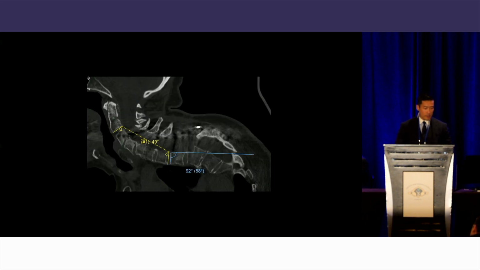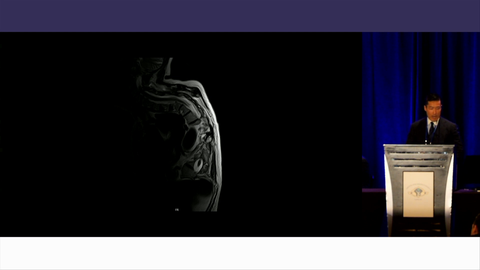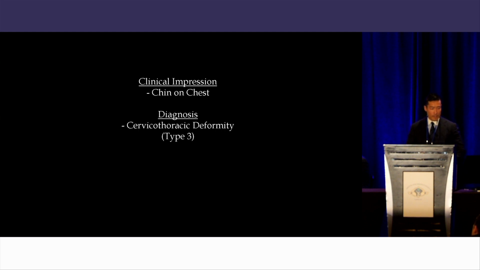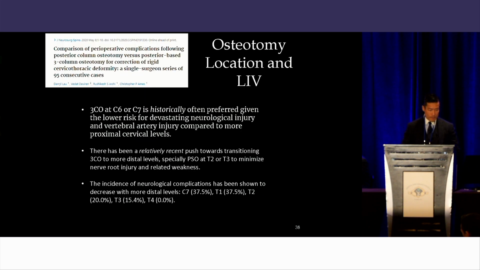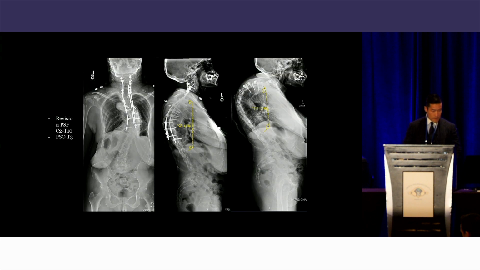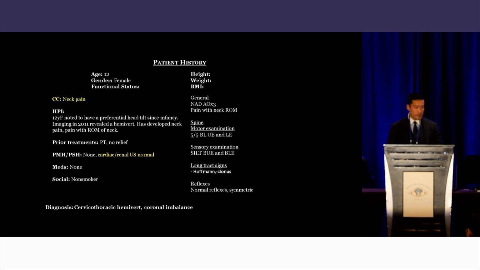You can see here the cervical lordosis attempts to compensate for the elevated T1 slope of 92. So this is a type 3 patient. Luckily, the spinal cord is not very compressed, but because of the type of deformity being a type 3, we basically decided to do an operation that was centered around the T3 level with a PSO through the segment and a restoration of cervical thoracic alignment and overall restoration of global balance in the coronal and sagittal planes with this selection.